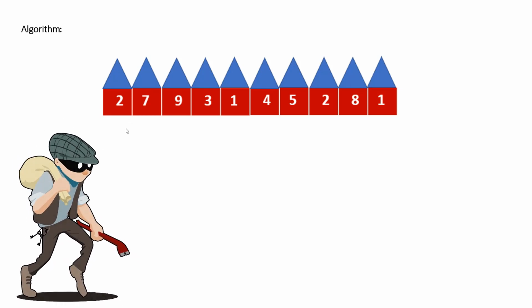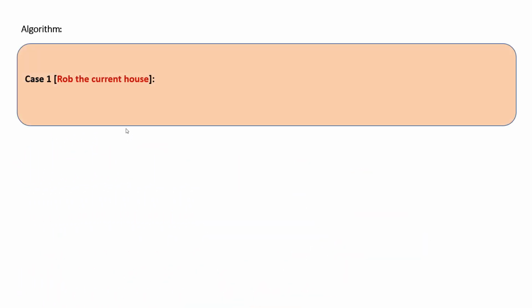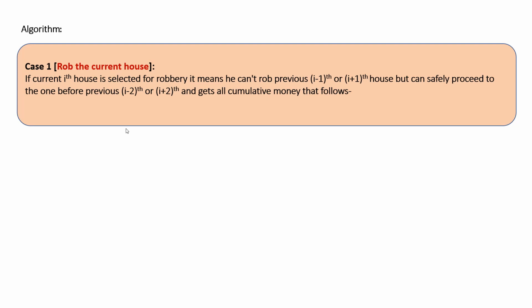When he chooses to rob the house or when he doesn't. So this is the first case, guys, where the robber robbed the current house. When he chooses to rob the current house, if the current ith house is selected for robbery, it means he cannot rob the previous I minus 1th or I plus 1th house, but can safely proceed to the one before the previous, I minus 2 or I plus 2, and get all the cumulative money that follows.